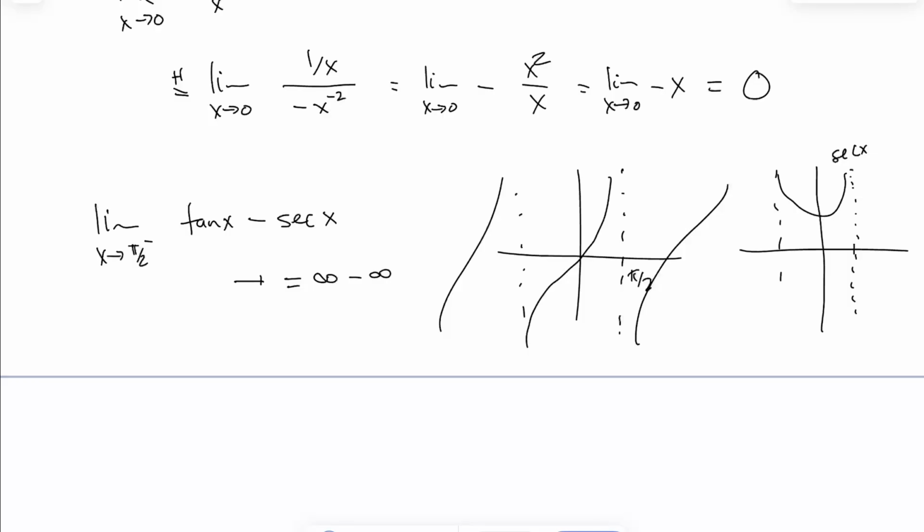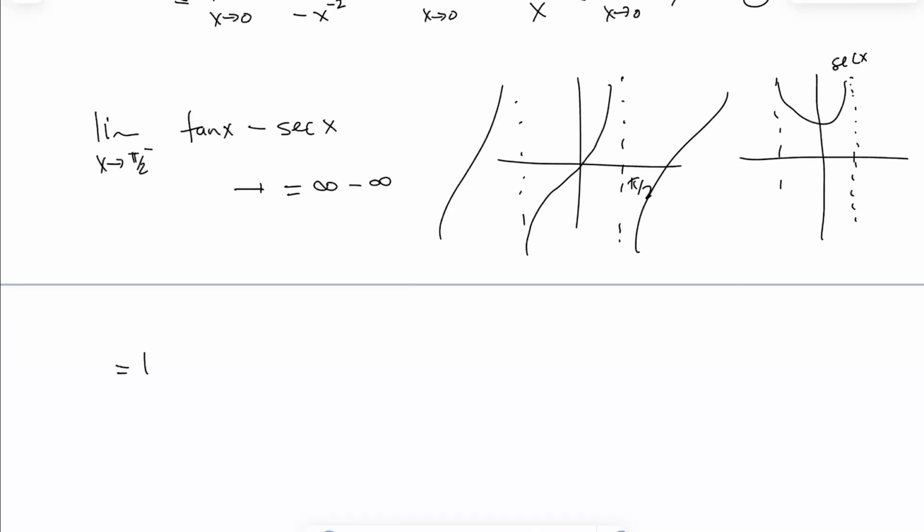And I like this idea, so this is not L'Hopital's rule yet. I'm just simplifying this thing. Write tan as sine over cosine, and write secant as 1 over cosine. And then you can actually subtract the fractions. They have a common denominator conveniently. So this actually is the limit as x goes to pi over 2 from the left of sine x minus 1 over cosine x.